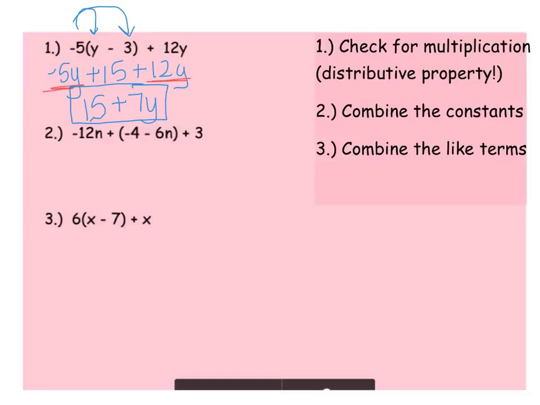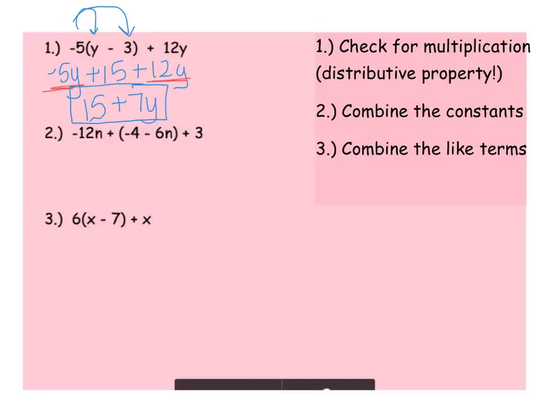Now look at number 2. Check for multiplication and look carefully. It says negative 12n plus negative 4 minus 6n plus 3. There's no multiplication here. Even though you see parentheses, there's not a number directly outside the parentheses, so there's no multiplication here. So let's move to step 2.